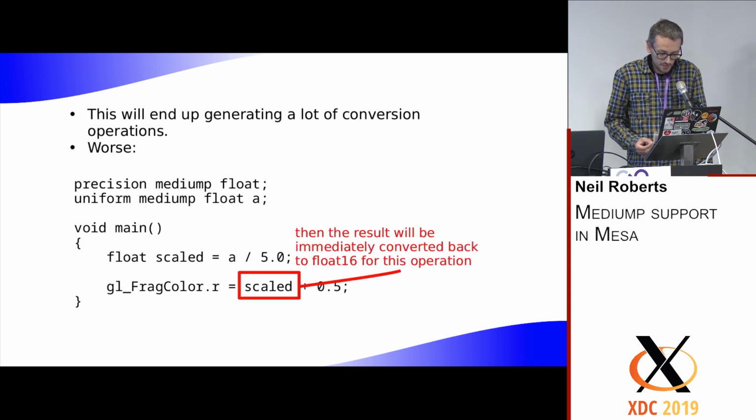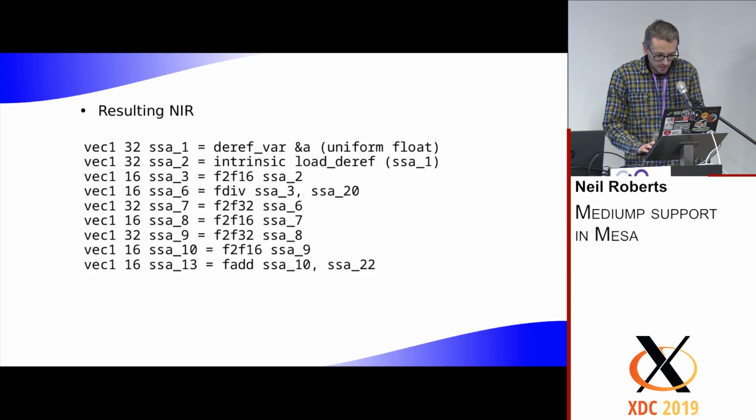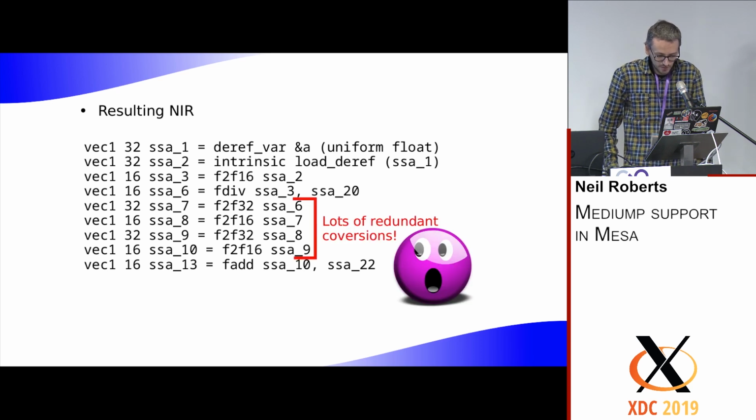And then immediately afterwards, we're going to dereference that variable again and use it in another Mediump operation. So that dereference is going to add another conversion directly back to float 16 just after having converted it to float 32. So for the NIR that gets generated for that, you can see it makes this monstrosity with lots of redundant conversions to float 32 and back. So obviously we want to get rid of those.